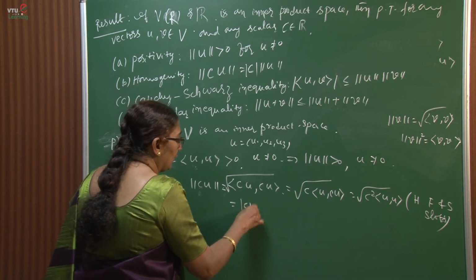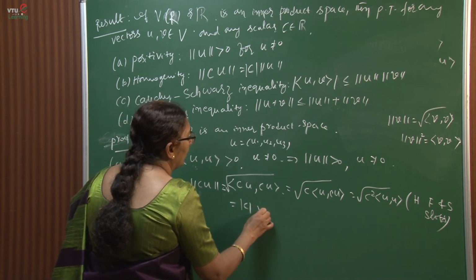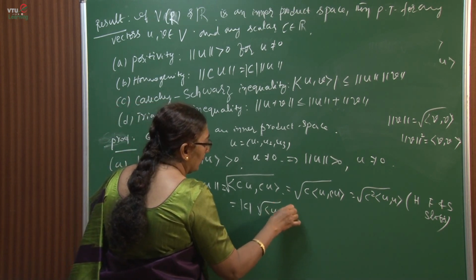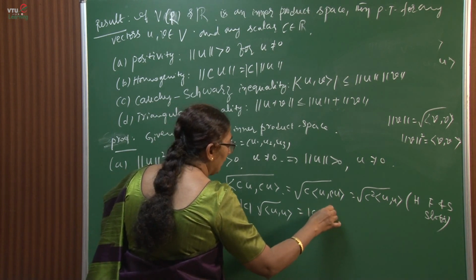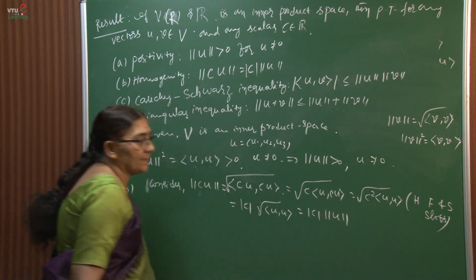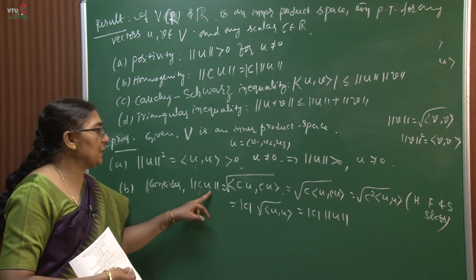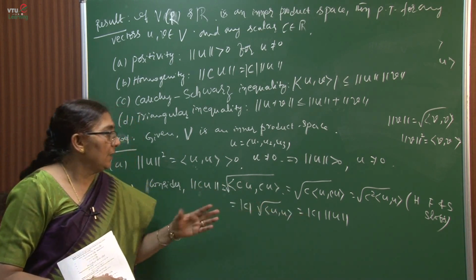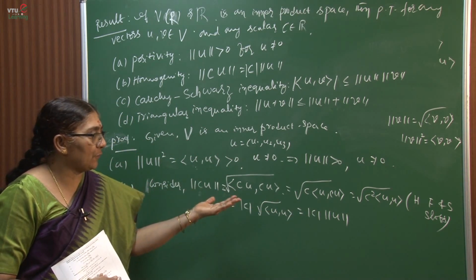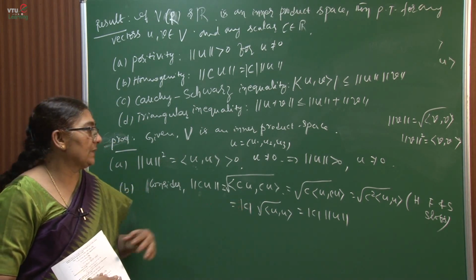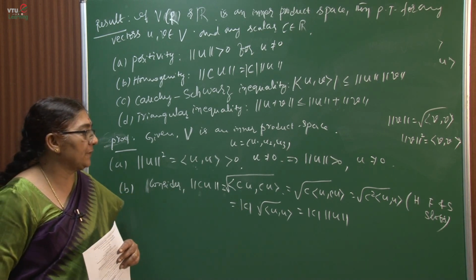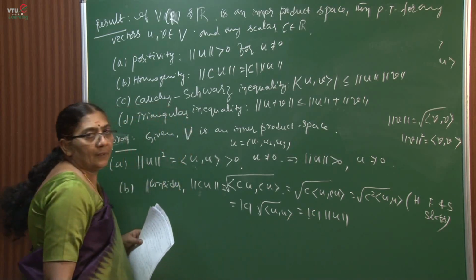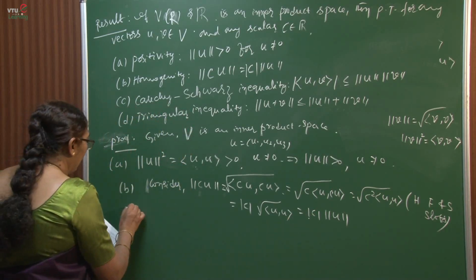The root of c squared we write as the absolute value of c, times the root of the inner product of u comma u. That value is nothing but the norm of u. Therefore, the norm of cu can be written as the absolute value of c times the norm of u, because once you take c outside the square root, we take the modulus. Here c is a scalar.